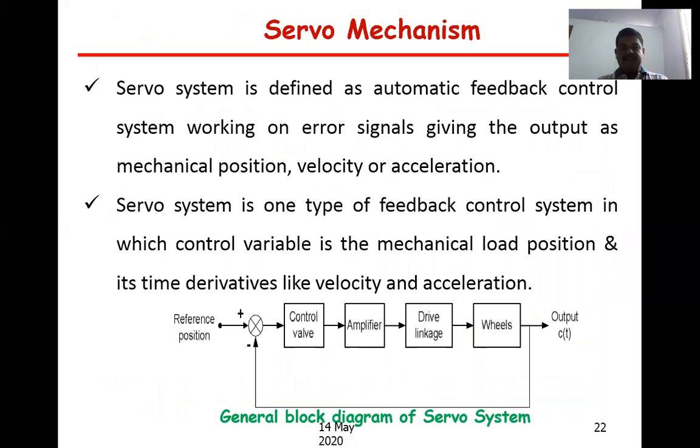And then there is the servo mechanism. A servo system is defined as an automatic feedback control system working on an error signal, giving an output as a mechanical position, velocity, or acceleration. It is a feedback system whose control variable is a mechanical load position or its time derivatives, like velocity or acceleration. This is the general block diagram for a servo system: reference position, control, amplifier and drive, and so on.